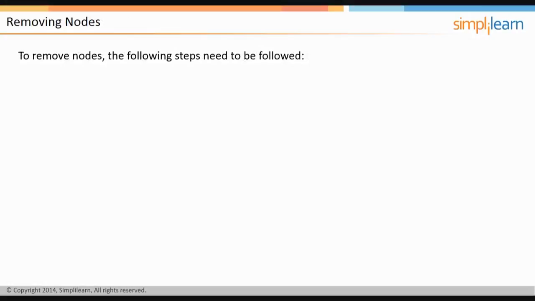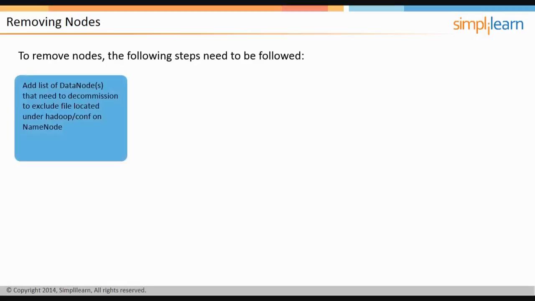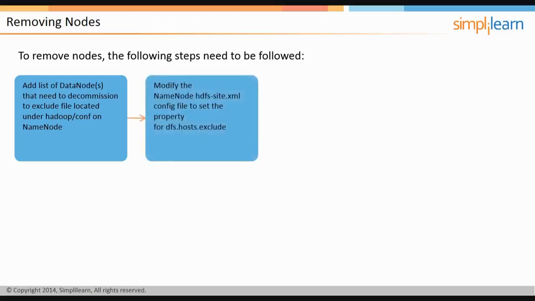To remove nodes, the following steps need to be followed. 1. Add the list of data nodes that need to be decommissioned to the exclude file. Assume this file is located under the Hadoop/conf directory on the Namenode. 2. Modify the name node hdfs-site.xml config file to set the property for dfs.hosts.exclude. You can ignore this step if you have already set this property.